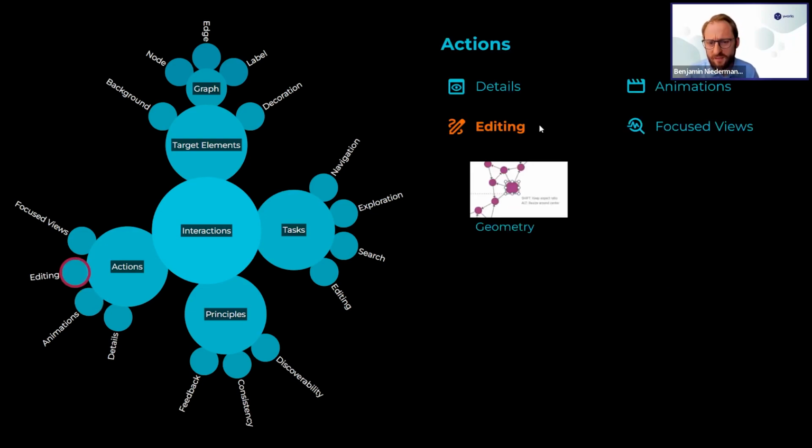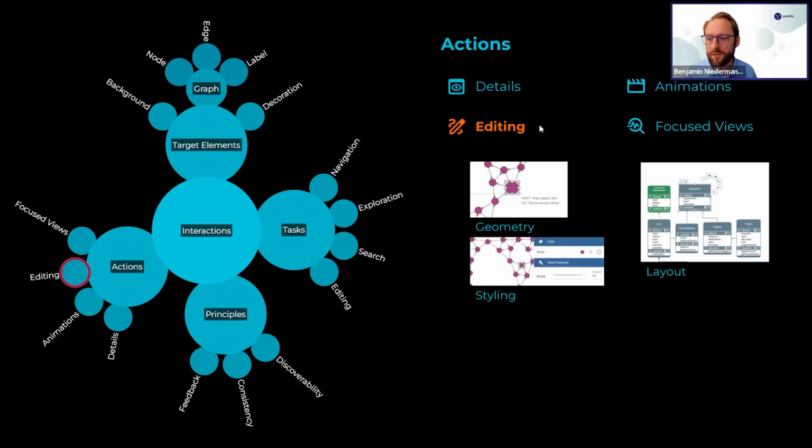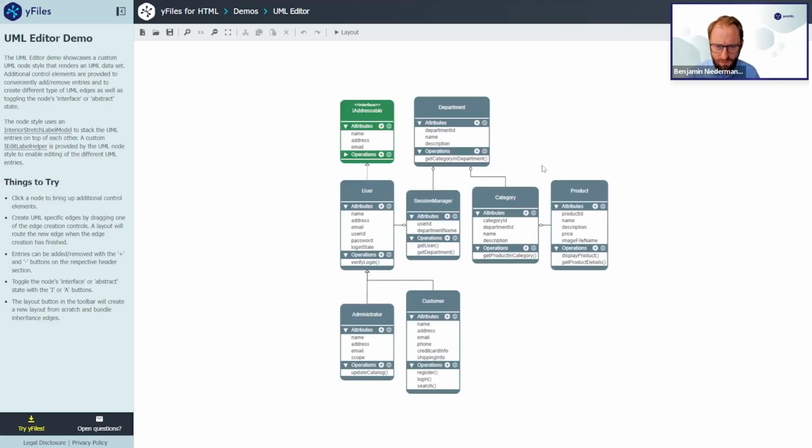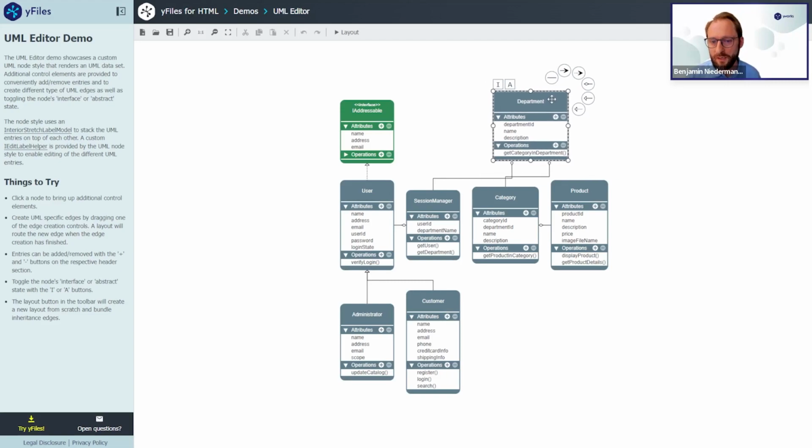So editing, I already mentioned a lot of different things. For example, you can change the geometry of the elements. This is also typical for vector graphics programs. You can change the styling. This should also be obvious. But you can also change the layout in graph visualizations, and you can support the user in changing these graph layouts. So in this example, we can move around these nodes, and what you can see is that the edge routes are updated directly.